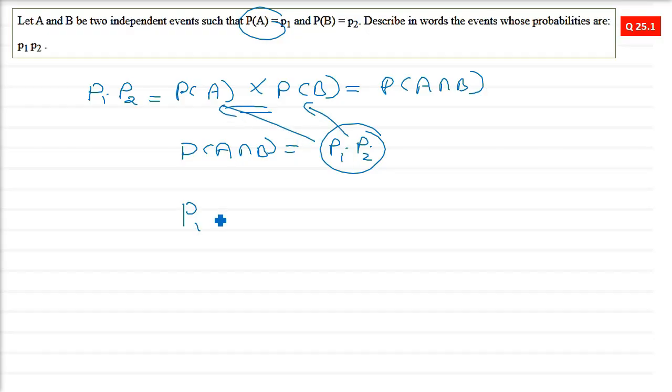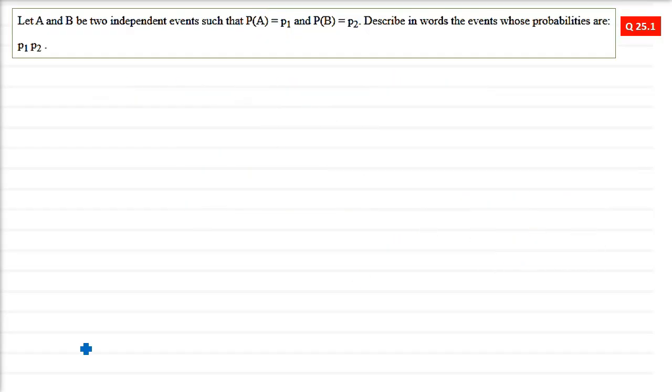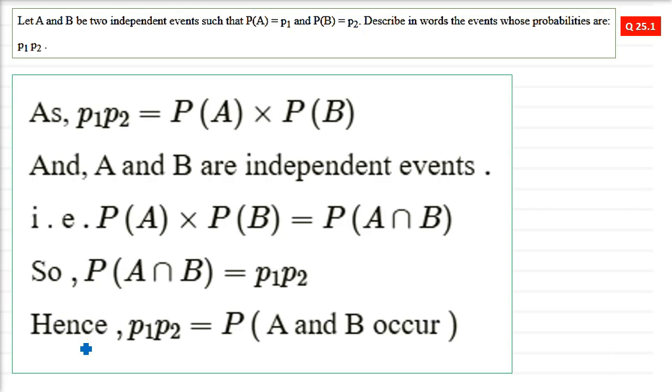What does it mean? So P1 into P2 you can just write in simple words: A and B will occur together. So this is the word definition of P1 multiplied by P2. So this is how you are going to write it.